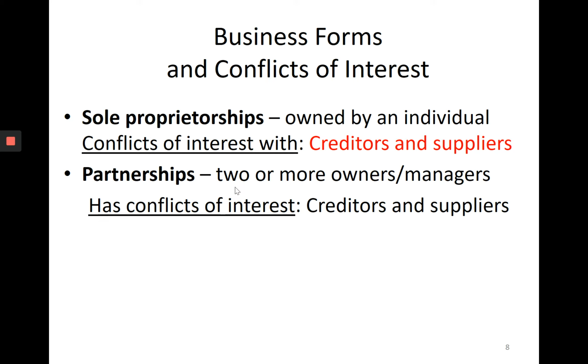Again, the conflict of interest is very much similar to sole proprietorships. Owners don't have a separation of control. They control and run the business. Therefore, there is no conflict of interest between managers and the stockholders or owners. But the other conflict of interest with creditors and suppliers remains in place.